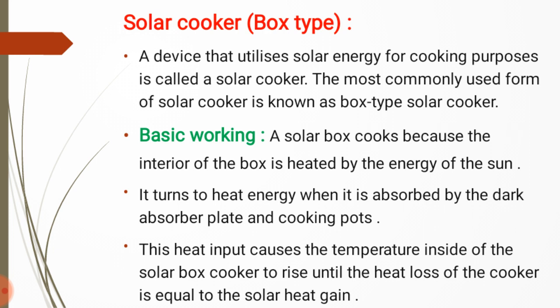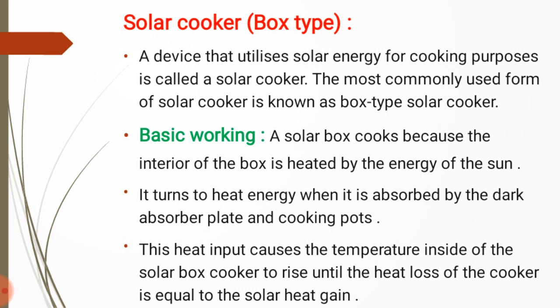It turns to heat energy when it is absorbed by the dark absorber plate and the cooking pots. That means the solar cooker consists of a dark absorber plate and cooking pots. Cooking pots are used to place the food, and the dark absorber plate is used to absorb the solar heat radiation. The solar radiation is incident on the plane mirror, and after that there is a reflection, and from that reflection this solar radiation is focused into the box, and it is converted into heat energy.